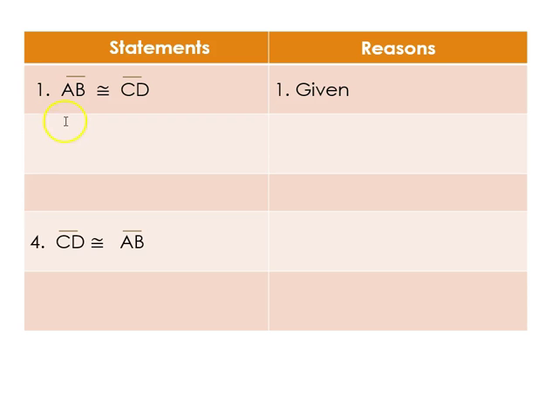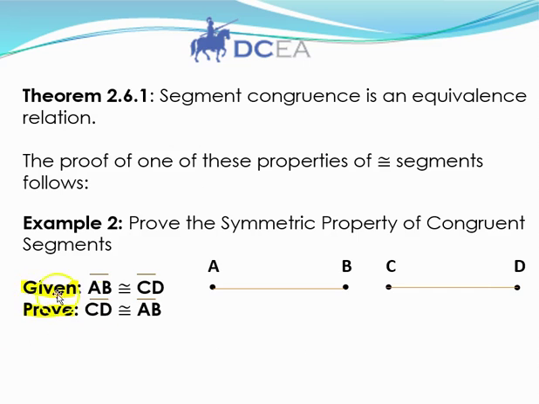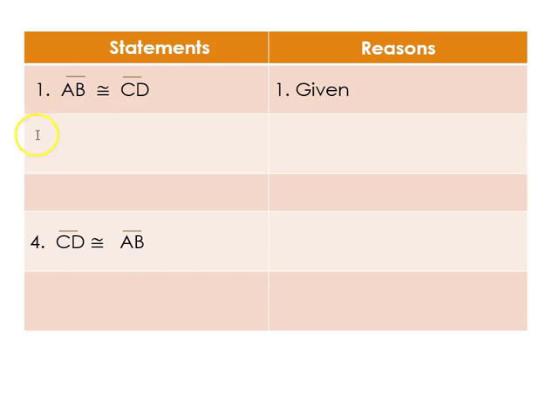In this proof, I've written the given, and I've also written the conclusion. I don't have an answer for it yet, but we can put the given on the first statement, and we can put our first information. Once again, here it was in this slide, given segment AB is congruent to CD. There it is. Next step.